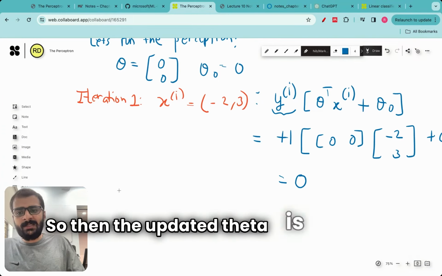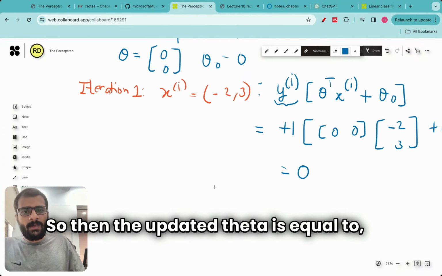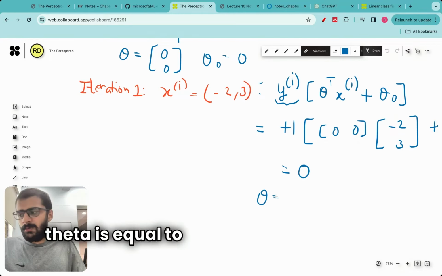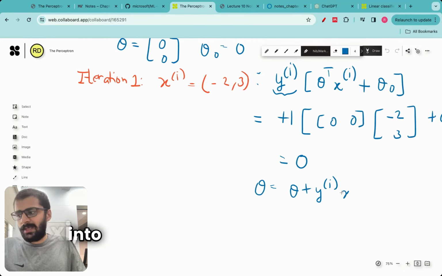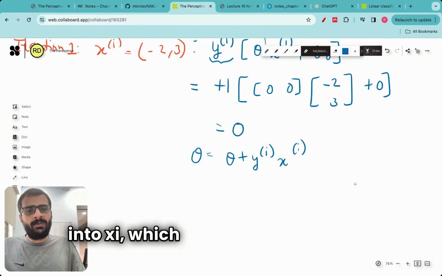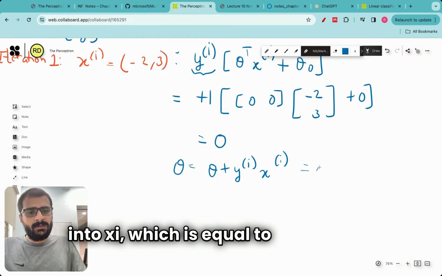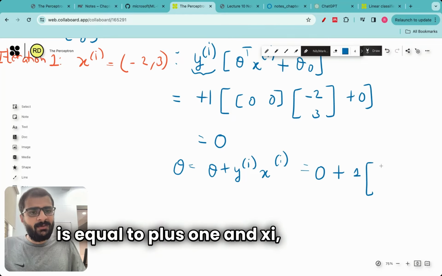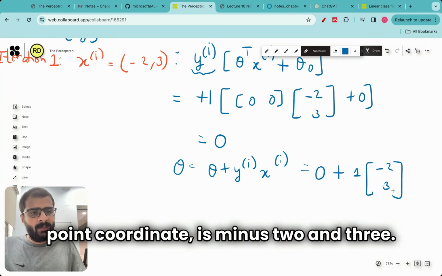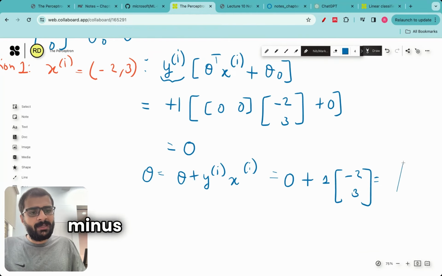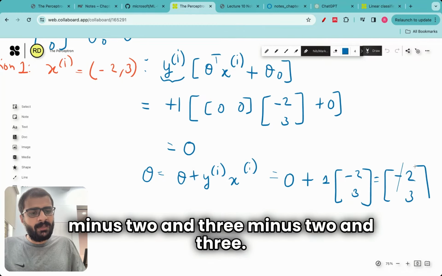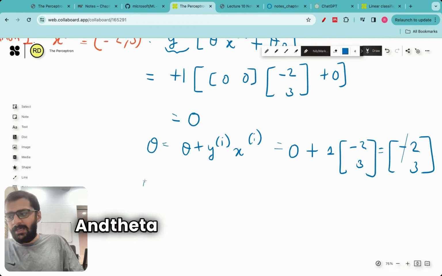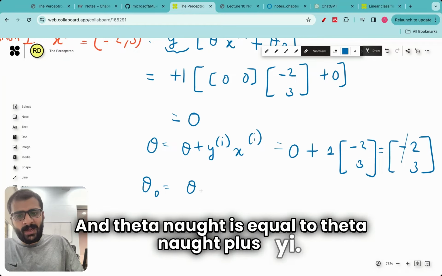So then the updated theta is equal to the original theta plus yi into xi, which is equal to 0 plus yi, equal to plus 1, and xi, which is the point coordinate, -2 and 3. So my new theta will be equal to -2 and 3. And theta naught is equal to theta naught plus yi.